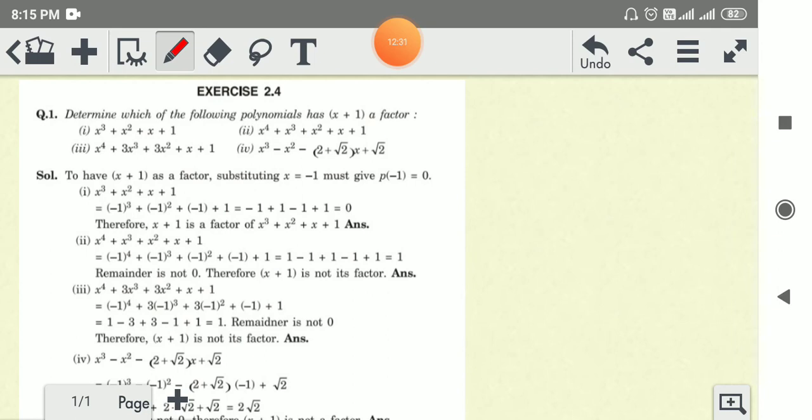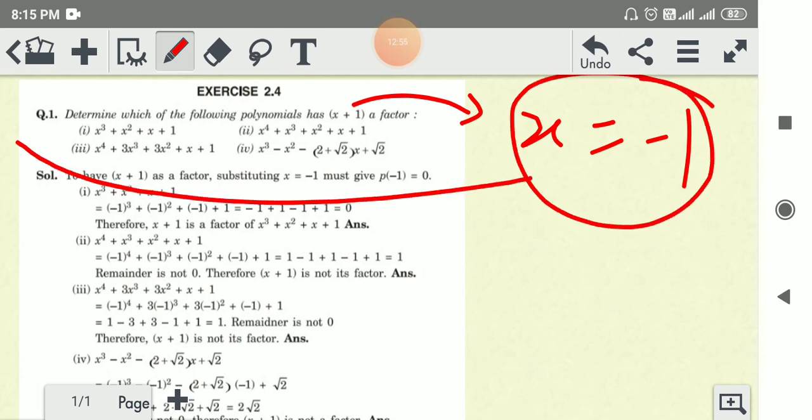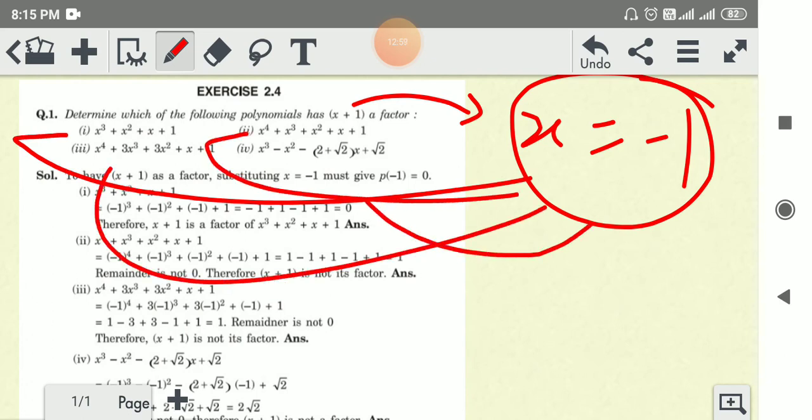Now exercise 2.4. Here, determine whether x plus 1 is a factor of the following polynomials. Here we have to check and tell which equations x plus 1 is a factor of. So here we find the value of x, and we get x is equal to minus 1. Now put x is equal to minus 1 in question number 1, question number 2, question number 3 and question number 4.